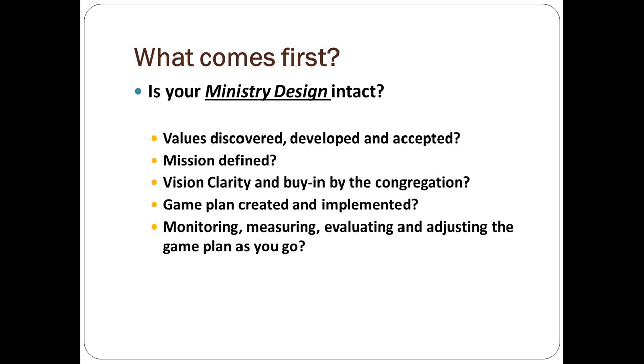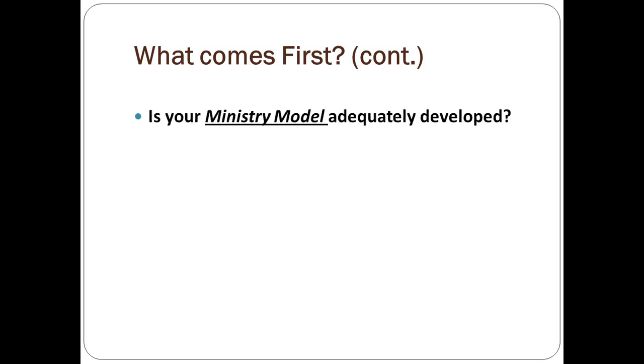Failure to do any one of these steps breaks the process down, and then you won't be able to move ahead as you ought to. And so, continuing this thought, to summarize: your ministry model, your values, your mission, your vision, your game plan, and your implementation of that game plan is how your ministry is designed and put together, adequately developed, so that you can see as you look down the road what is coming next in two ways.